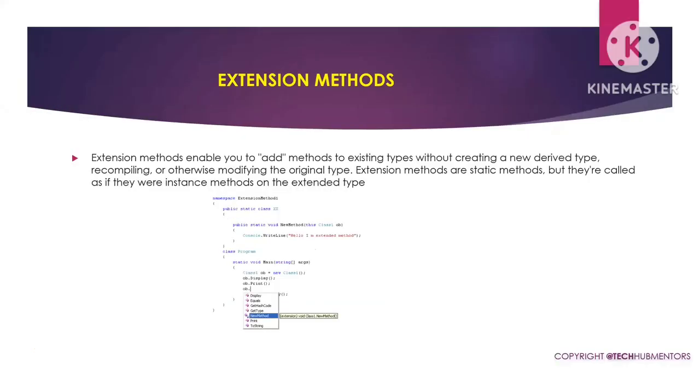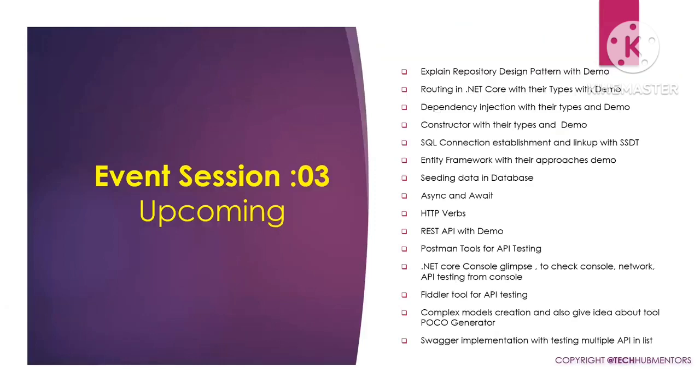Okay. So this is all about our session. Next, for our upcoming session: repository design pattern with demo. We will create a new project with the repository design pattern. Also, we will understand routing in .NET Core with its types, and create some routes and do some examples. We will understand dependency injection, its types, and do some demo on it. Constructors, their types, and demo on it.